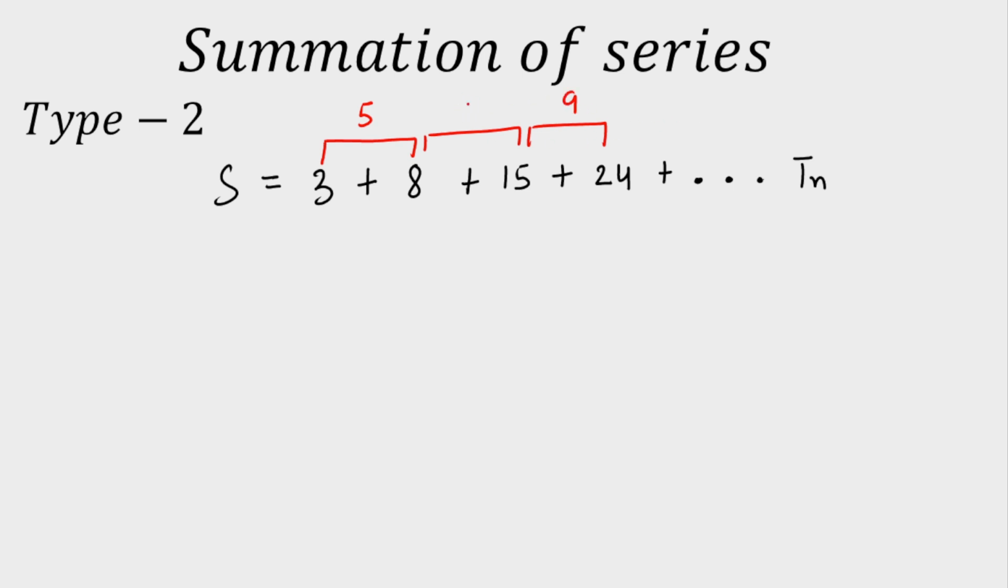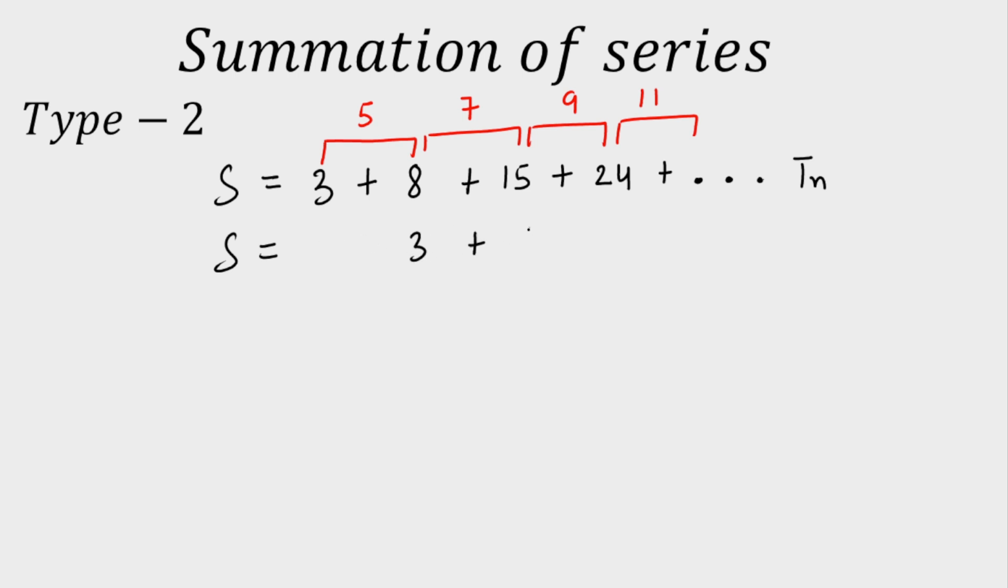If you observe one thing, this difference is increasing in AP. As you can see, 5, 7 and 9. These numbers are in AP because the common difference is 2. And the next difference, you can predict easily, will be 11. So in this case, we have to create the difference here. That's why it is called the method of difference. So shift one term and write.